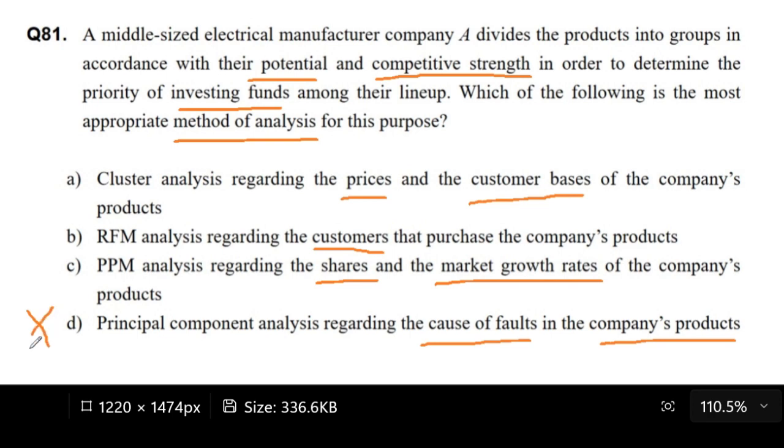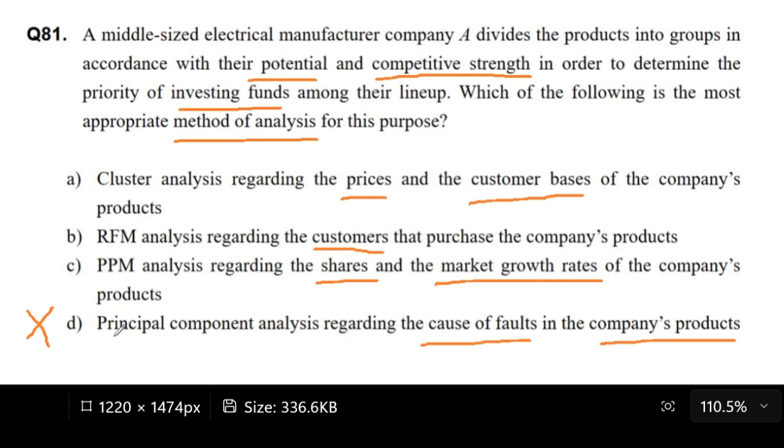I think cost of faults of the company's products won't necessarily be what we'll need to identify the potential and competitive strength of the products that we'd want to invest in. I think this is more of identifying the problems that are causing the errors, the faults, so that our products won't lack the competitiveness that we are going for. So in this context, letter D might not be what we need immediately.